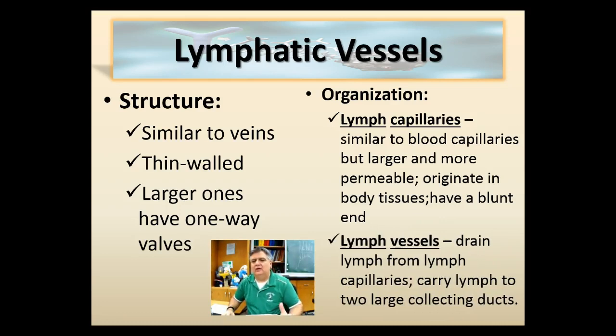Now, each of those lymph capillaries drains into a lymph vessel. The smaller lymph vessels will drain lymph from those lymph capillaries. Those smaller lymph vessels will then form tributaries to form larger lymph vessels. Eventually, the larger lymph vessels will come together to form the two largest lymph vessels in the body, two large collecting ducts.